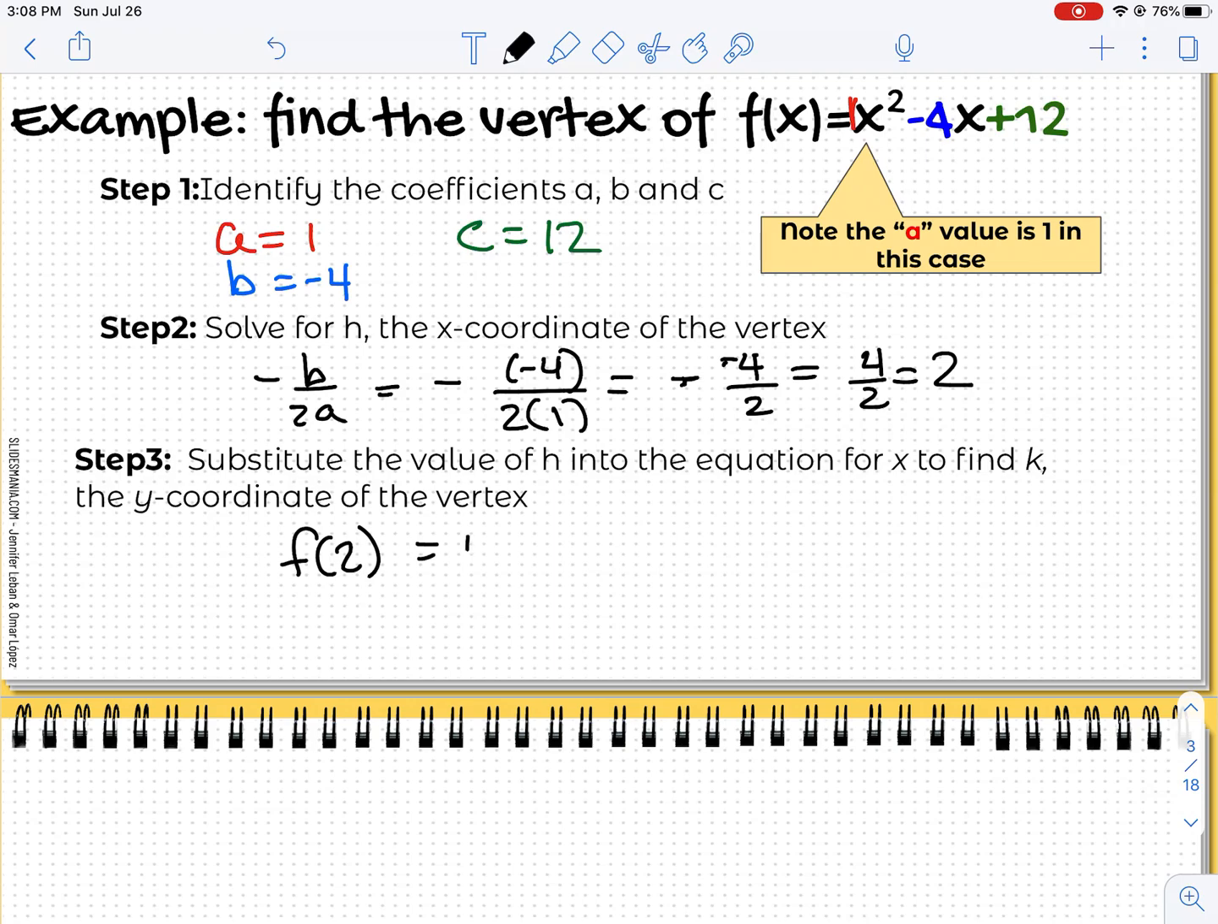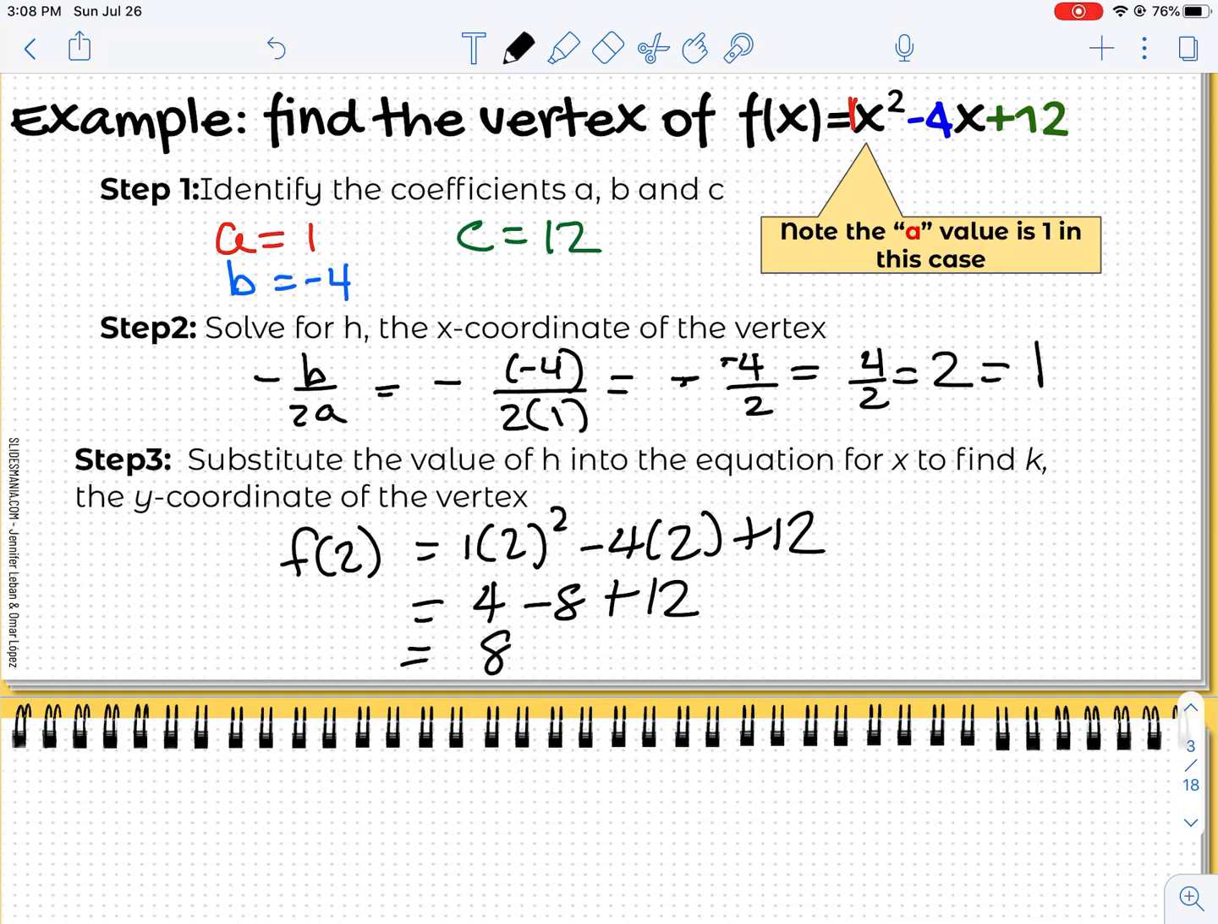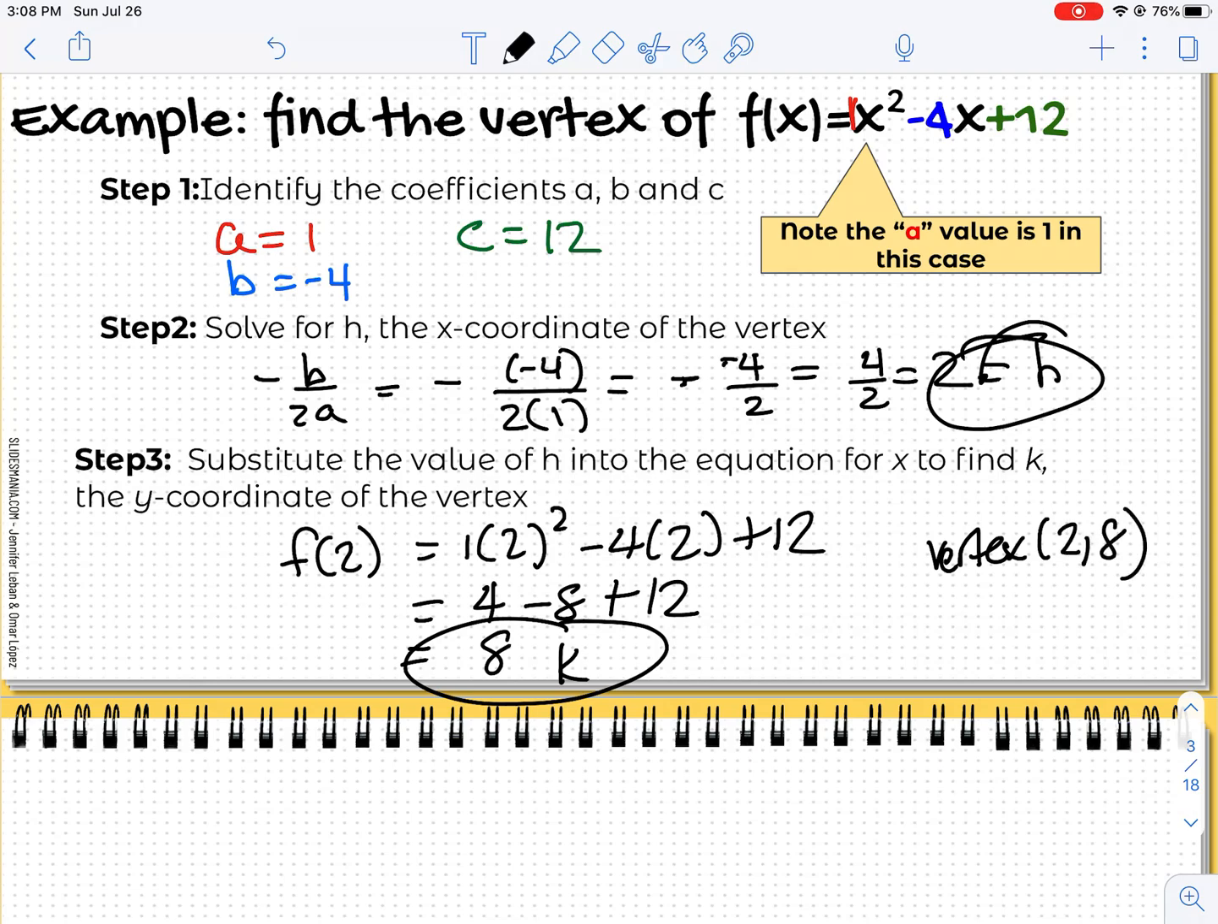So I'm going to do f of 2 to get that y value. That would be 4 minus 8 plus 12, which is 8. So this is in a sense my h value, and this is in a sense the k. So I can say my vertex is (2, 8). That's the h and the k. So really, the goal is to know negative b over 2a. Be careful with your positive and negative signs. Substitute it in once you get the answer, and that'll get you the y value.